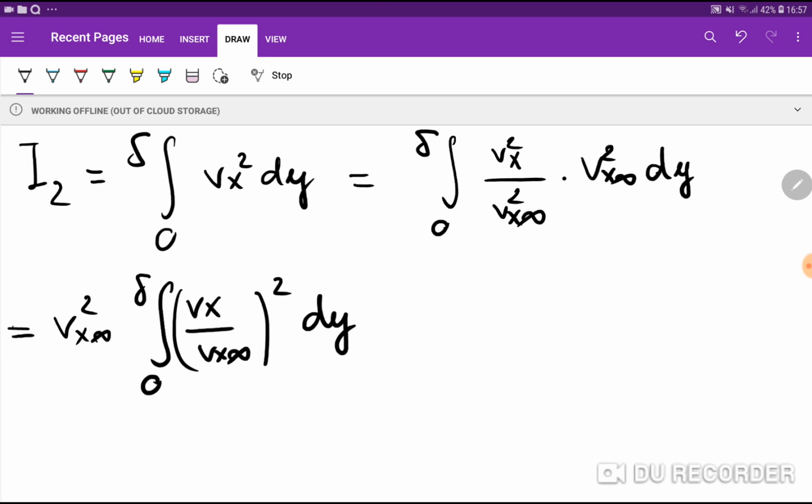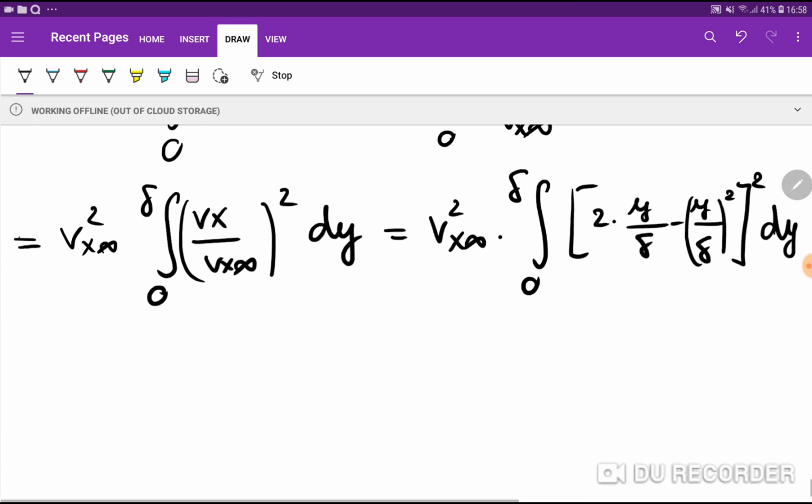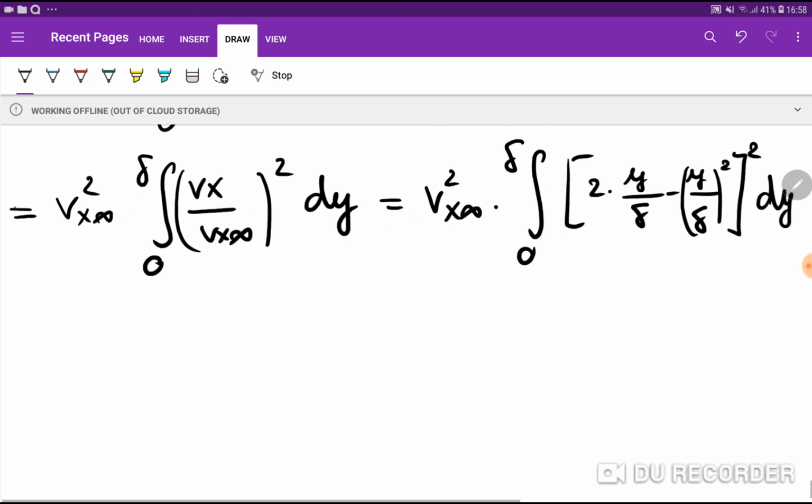Now you can substitute in what the problem gave us previously, and it is vx infinity squared times the integral from 0 to delta of 2 times y over delta minus y over delta squared, all of this squared, dy. Okay, so what are we going to do now? Y'all remember we need to expand this out.